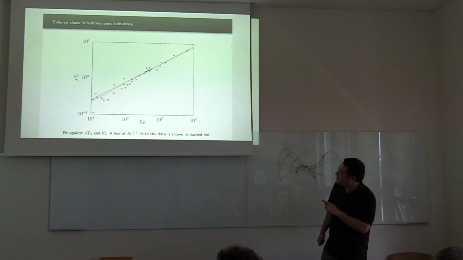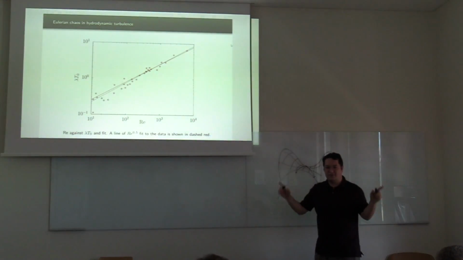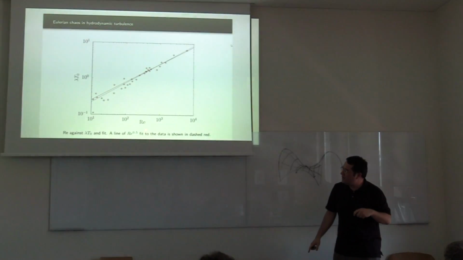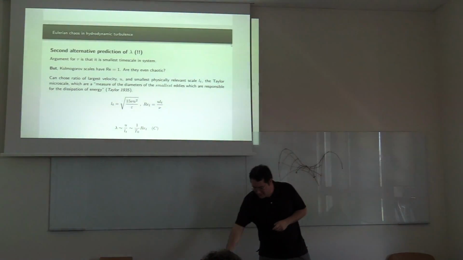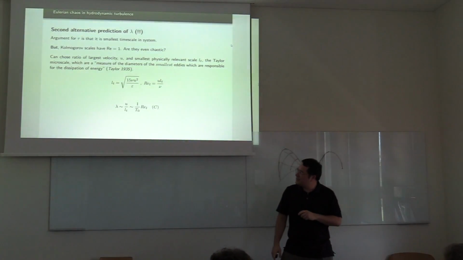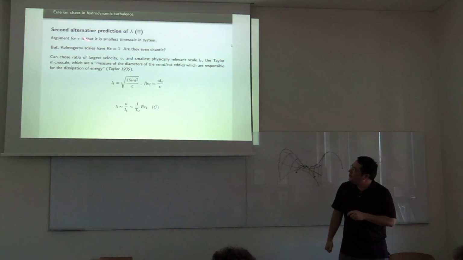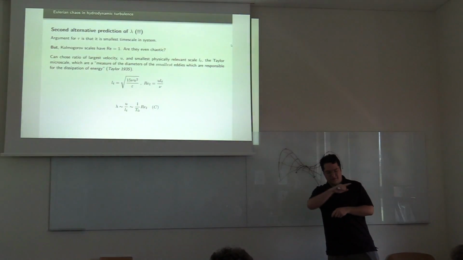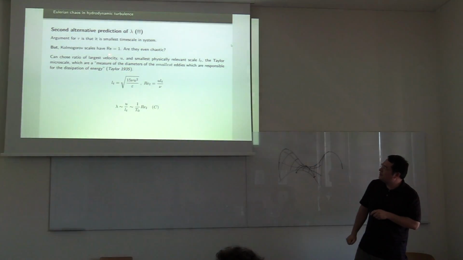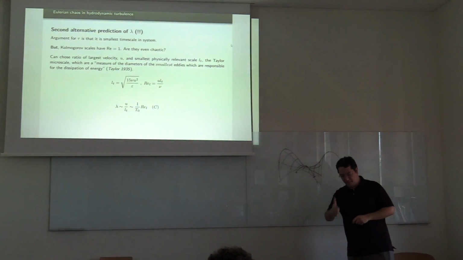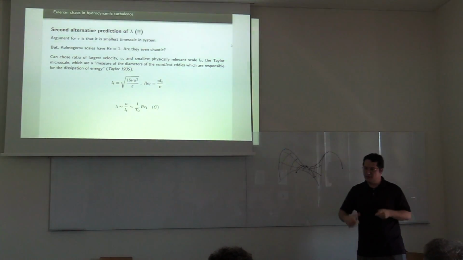But then you've got another problem with this, in that for every flow, even if it's not chaotic, even if it's not turbulent, we can define a Reynolds number, and we can define this t naught and lambda. So we somehow want to integrate the phenomenology of turbulence into the system. So we can create a second prediction, which is that since our Kolmogorov scales are Re to the power 1, somehow our theory says that they're driving the turbulence, but we don't even know that they're properly chaotic. So we choose the largest velocity, which is the RMS velocity, and the smallest physically relevant scale, which is the Taylor microscale, which are basically the eddies which are responsible for most of the dissipation.